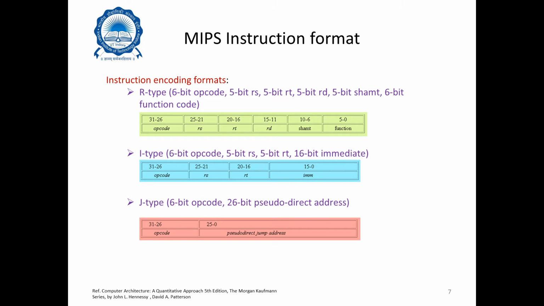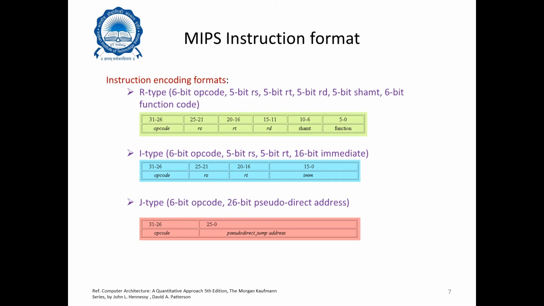Similarly for I-type, you have opcode from 31 down to 26, RS at 25 down to 21, RT at 20 down to 16, and immediate field from 15 down to 0. So that makes up the 16-bit immediate field that we were talking about in the previous slide. And for the J-type, we have 31 down to 26, which is the 6-bit opcode, and 25 down to 0, which is the pseudo direct jump address that we are referring to.